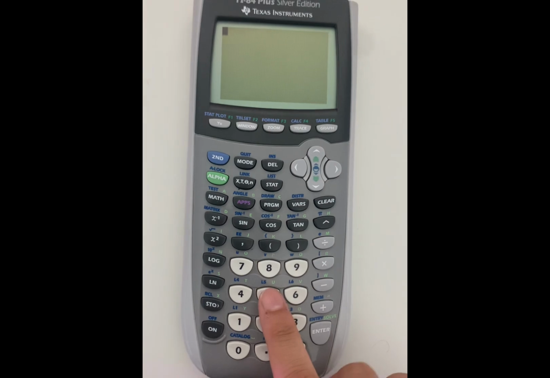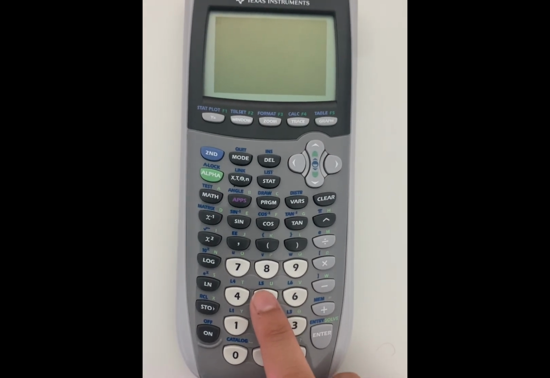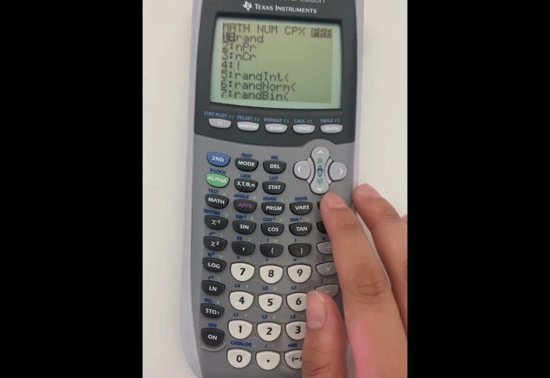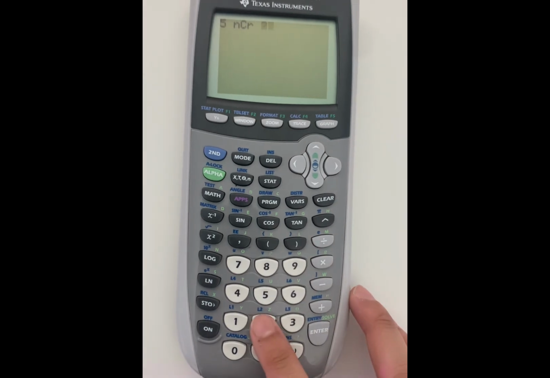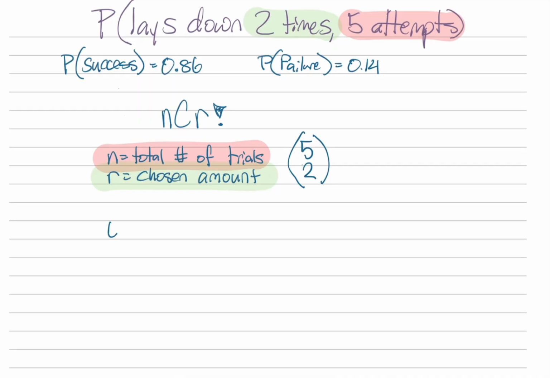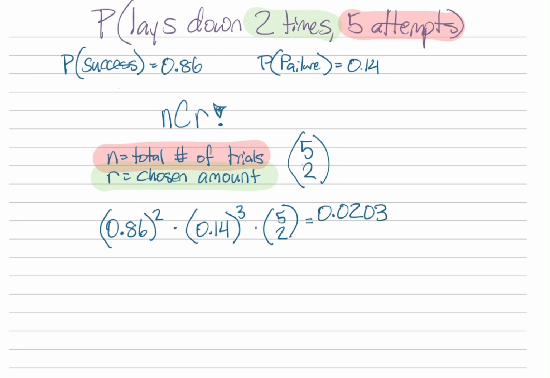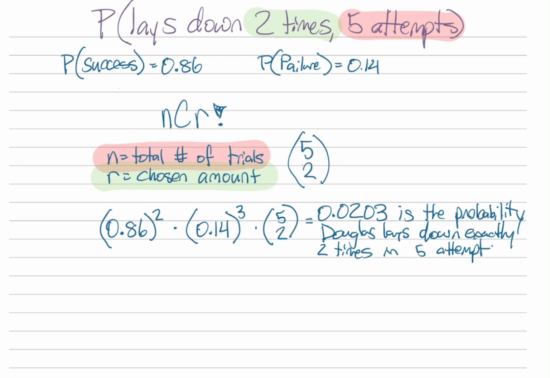To put that in the calculator, first type your N, press Math, scroll over to Probability and down to NCR, then type your R. Now you calculate it like the last problem, 0.86 to the power of 2 times 0.14 to the power of 3 times the NCR, which equals 0.0203. Don't forget to be specific and add context.